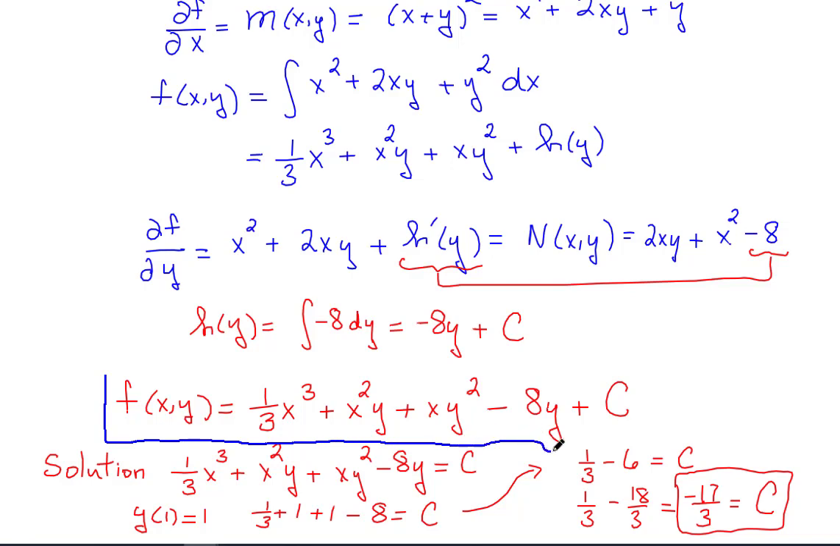Okay, so here's my function of x and y. So writing that as our solution and using the fact that y at 1 must be 1, I fill in 1 for x, 1 for y, because y of 1 is 1 all the way through. And when I simplify, I find out that c is minus 17 thirds.